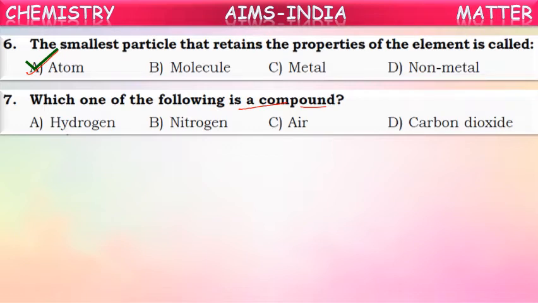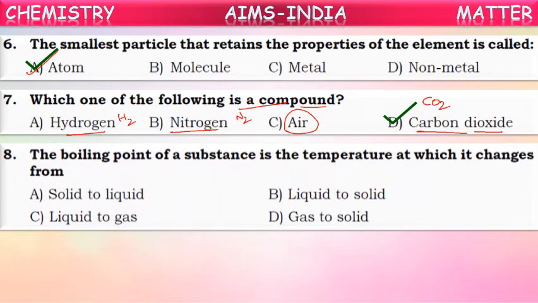See here, hydrogen H2 is a molecule. Nitrogen N2 is a molecule. Whereas air is a mixture of all the gases and dust particles. Whereas carbon dioxide means CO2. So which is the compound here? Carbon dioxide is the compound. Yes. Now come to the next question.